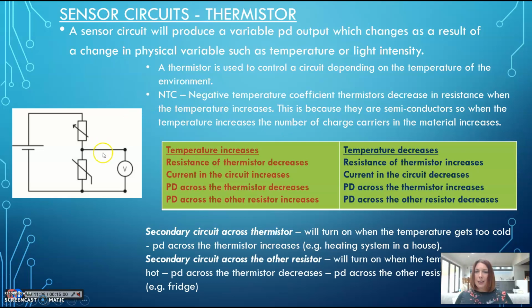If you move this circuit here, the secondary circuit, and put it across this one, then you have a really helpful circuit because this will turn on when the temperature is too hot. So the potential difference across the thermistor decreases, so this one has less potential difference, so this one gets more, and then your external circuit turns on. So this is really helpful in a fridge or an air conditioning unit or something like that.